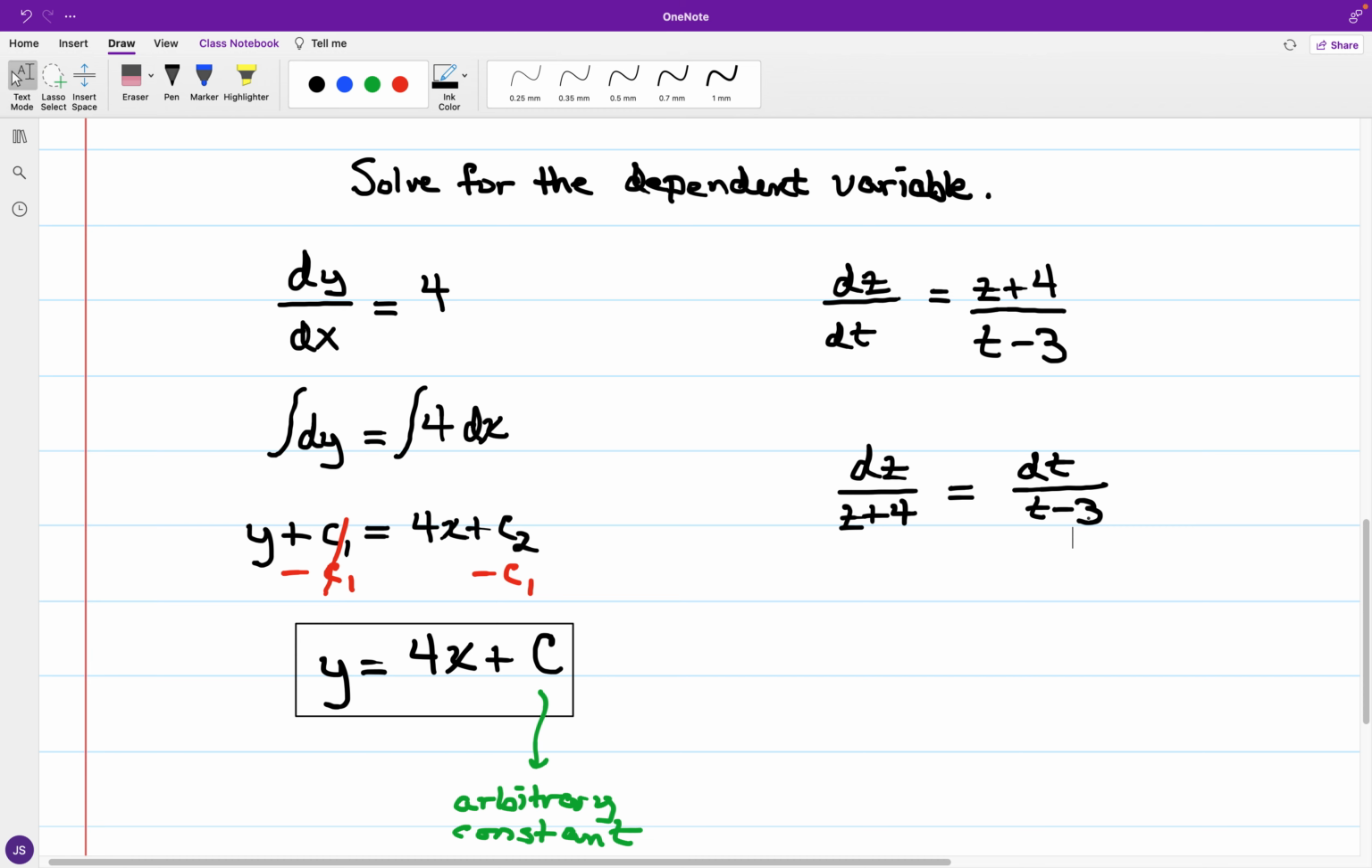And with the complete separation of variables, we can go ahead and integrate. All right, and looking at what we have for the expressions, we have first order binomials in the letters z and t. For z plus 4, the derivative with respect to the variable z will go to 1, and with respect to t, the derivative of t minus 3 goes to 1. So no special kind of substitution methodology will be necessary.